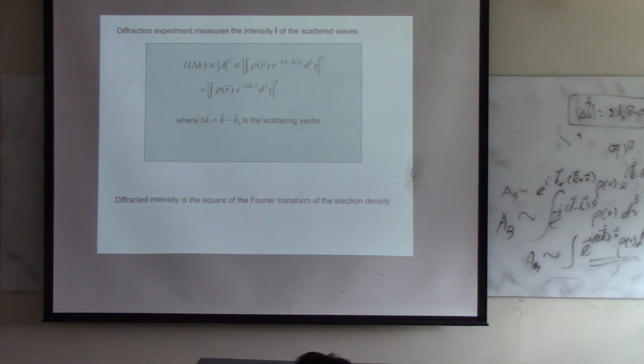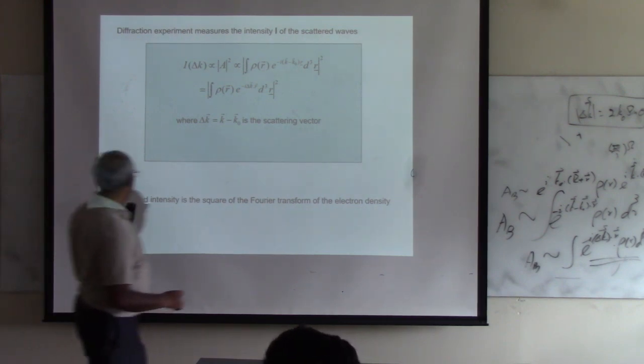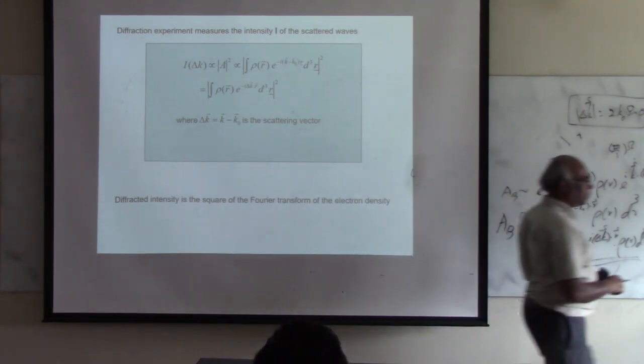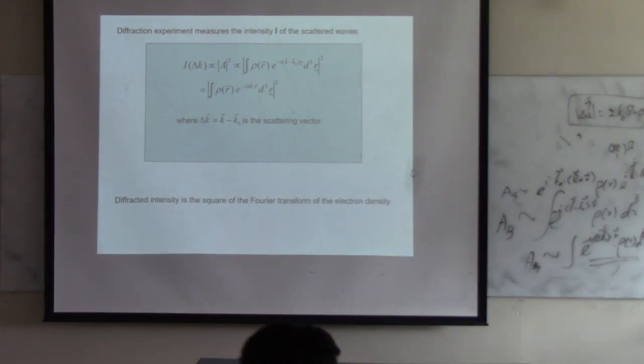So your intensity is proportional to the square of your Fourier transform. Sometimes you can write this one as rho delta K. That's fine, right? This is the Fourier transform. So is everybody familiar with the Fourier transform? Rho delta K is basically the integral of rho r e to the minus i delta K dot r d cube r, right? That's the Fourier transform. So the diffracted intensity is the square of the Fourier transform of the electron density rho r.